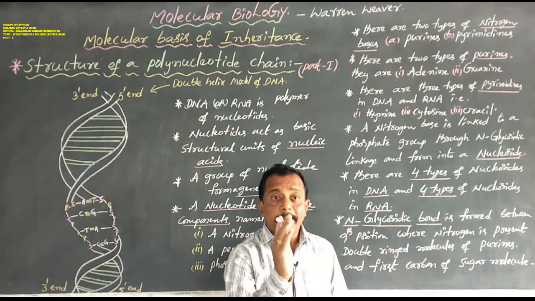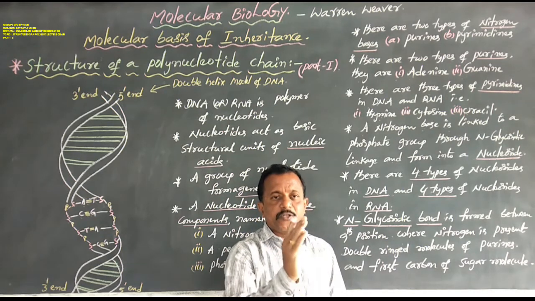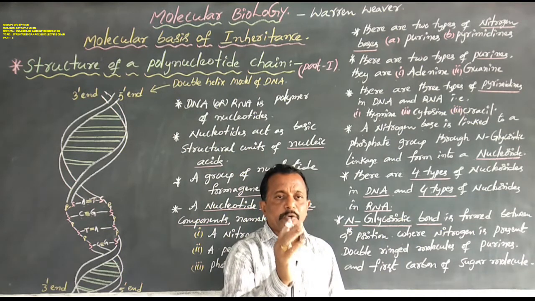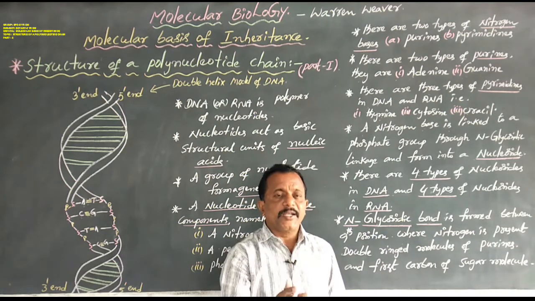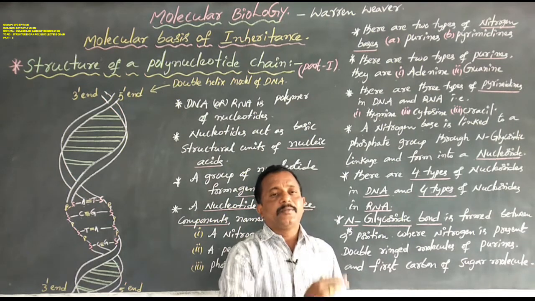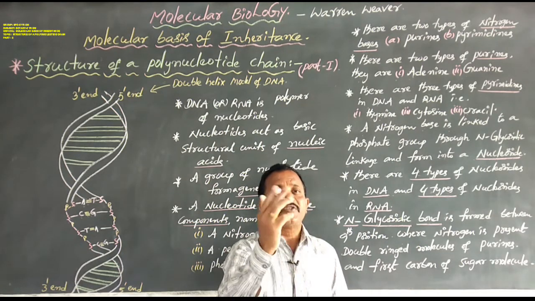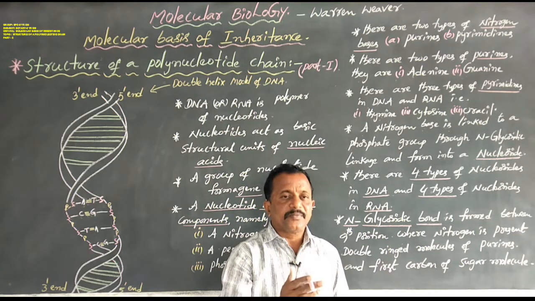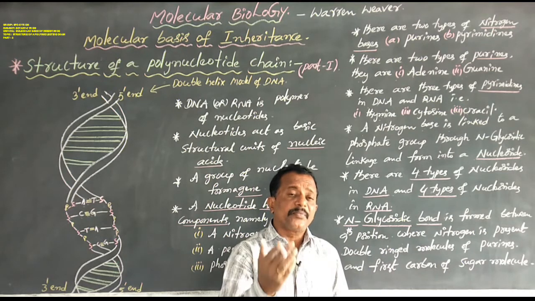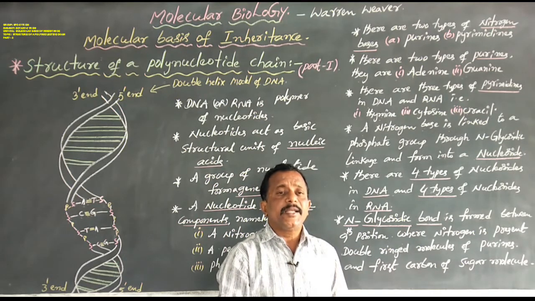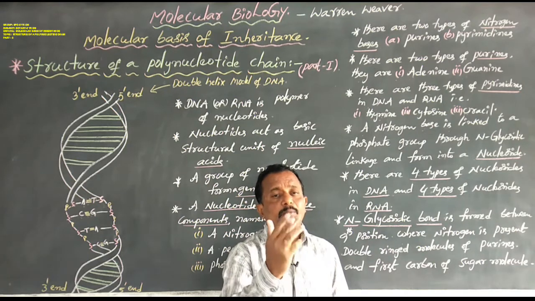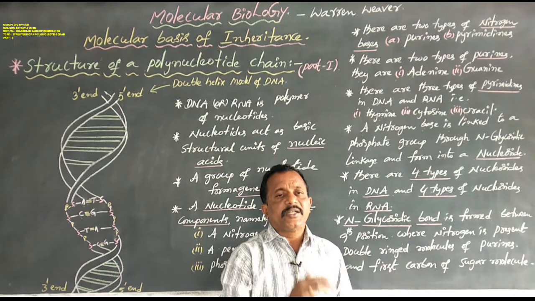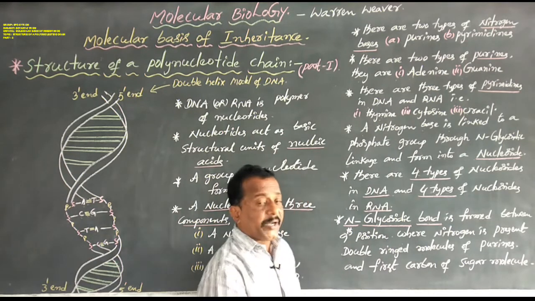Okay, now nitrogen bases are of two types, that is purines and pyrimidines. Purines are generally heterocyclic and double ringed molecules with carbon nitrogen rings, that is CN rings. And pyrimidines are generally heterocyclic and single ringed molecules, each one with CN rings, that is carbon nitrogen rings.